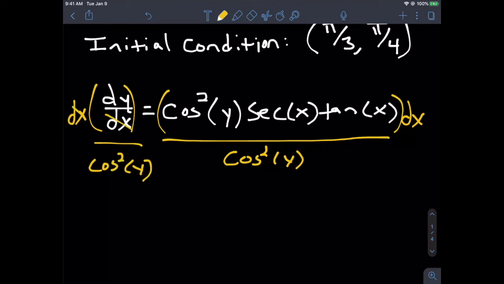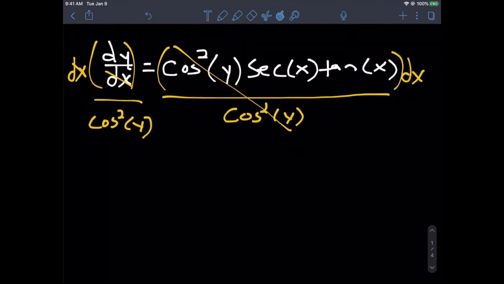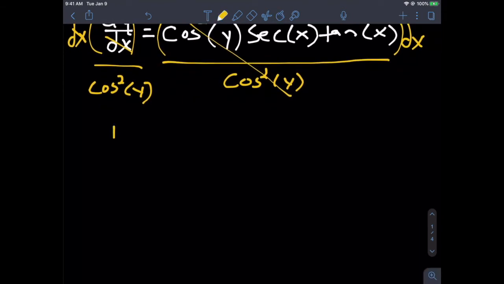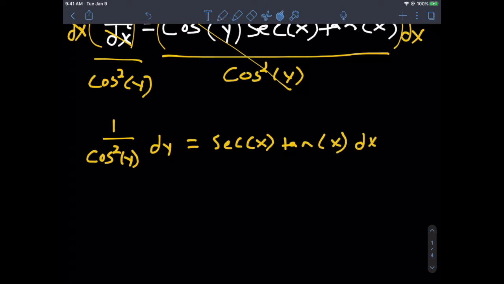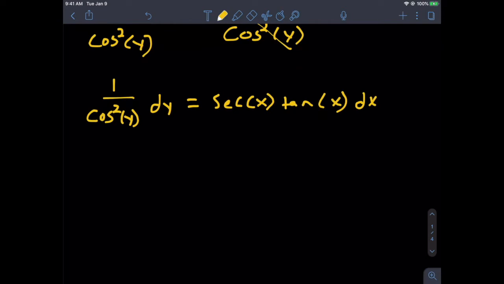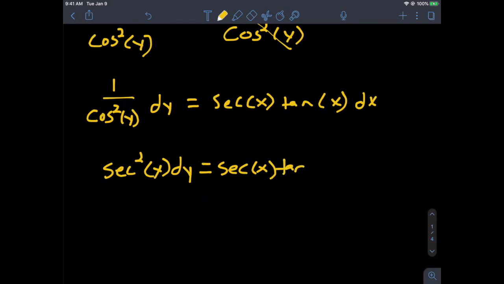In any case, the dx's will cross off and so will our cosines, and our next step will look like 1 over cosine squared of y times dy equals secant of x times tangent of x times dx. There we go. I don't think I need to convince you that 1 over cosine squared is not a good thing to have, so we'll use the reciprocal property to change it into secant squared of y dy, and we haven't changed our right-hand side. We'll keep that the same as secant of x times tan of x times dx.